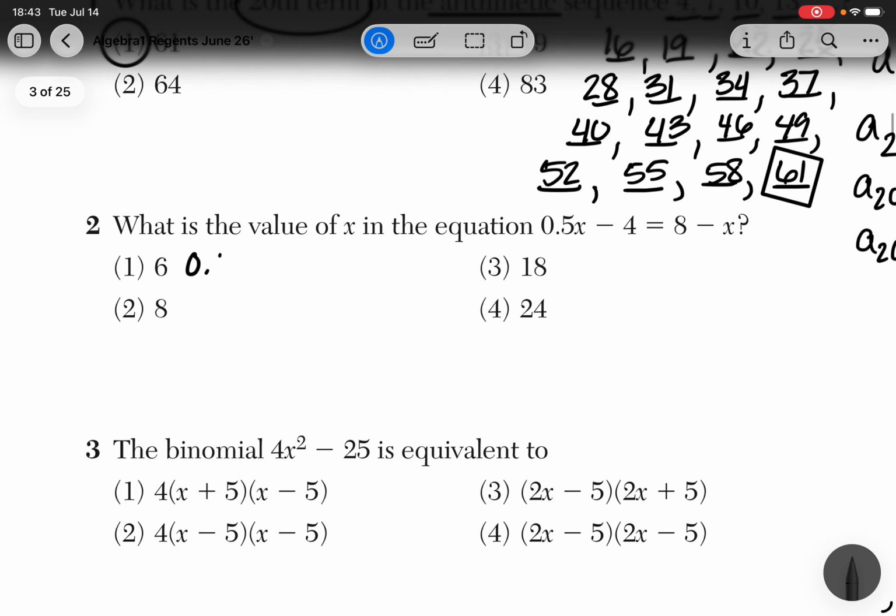So instead, we will do 0.5 times 6, always put in parentheses, minus 4 equals 8 minus 6.